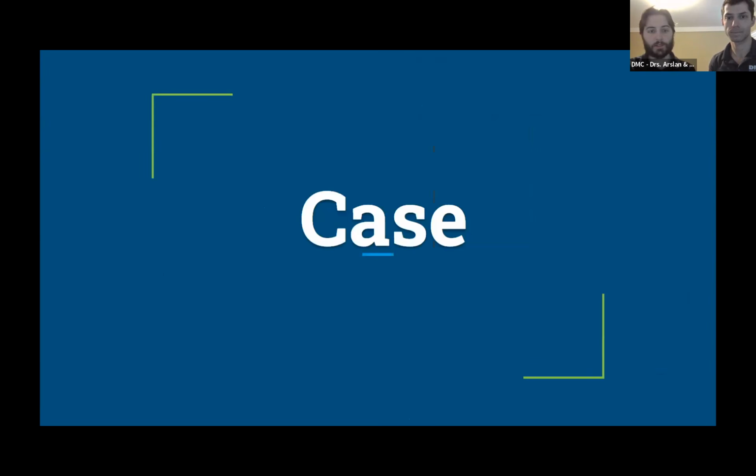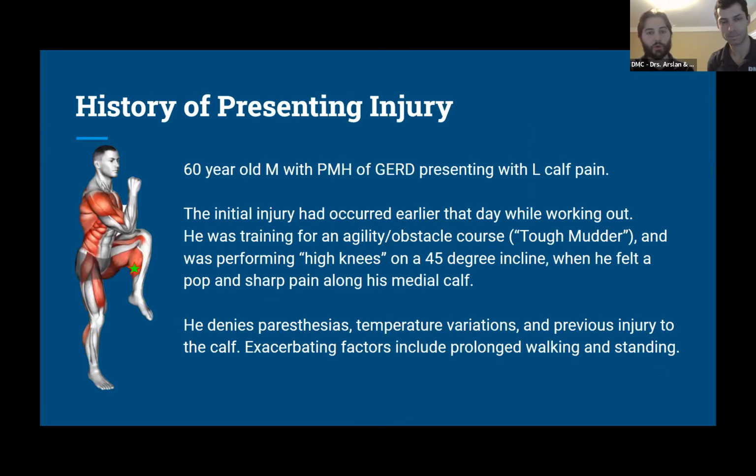So we'll jump into our case. Our patient was a 60-year-old male with a history of GERD who presented with acute left calf pain. Our patient was able to get into clinic about 3 hours after his injury, which had occurred while he was doing some training. He was training for a Tough Mudder, doing high knees on a 45-degree incline when he felt a pop and an episode of sharp pain along his medial calf. He denied any previous injury to that leg, didn't have any paresthesias or temperature variations, and his symptoms were exacerbated by prolonged walking and prolonged standing.